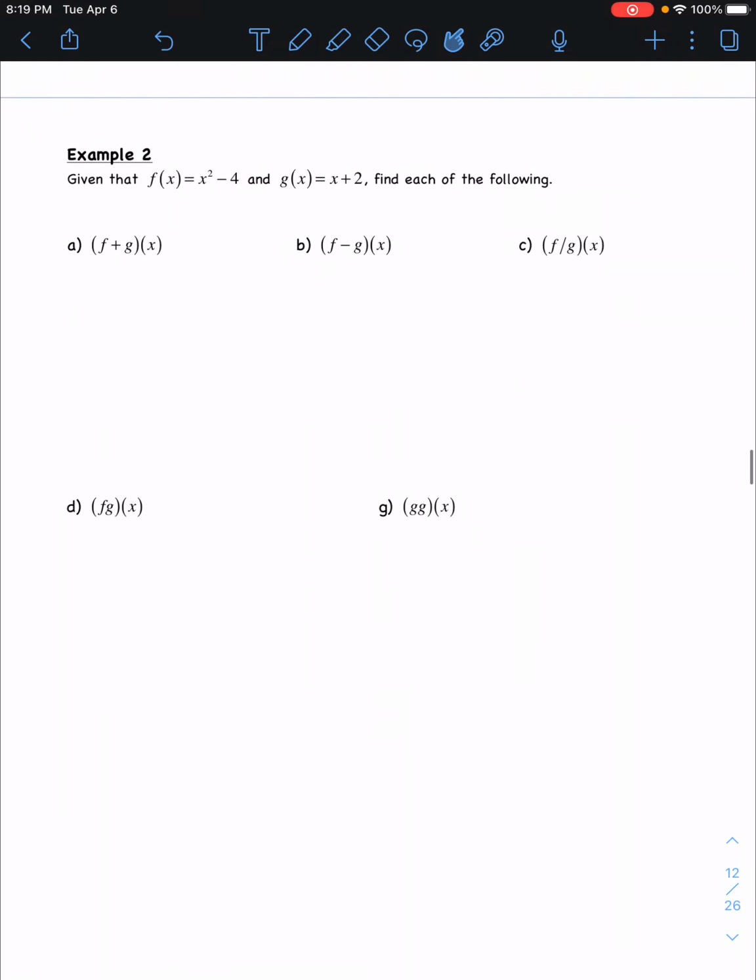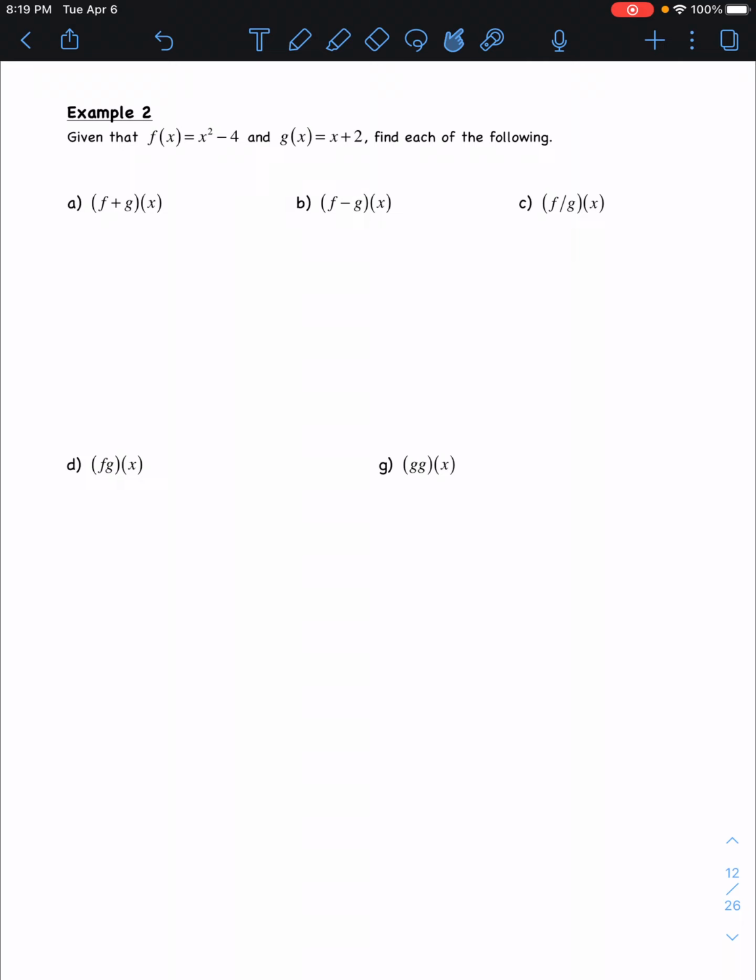In example 2, we are going to be given two functions. So we got f of x equals x squared minus 4, and g of x is x plus 2. And it says find each of the following. So we got 5 problems here, A, B, C, D, and G. A little bit of a typo here. Anyway, what each of the problems is telling us to do is a little bit of arithmetic of the function, meaning we can add the functions together or subtract them or multiply them or divide them.